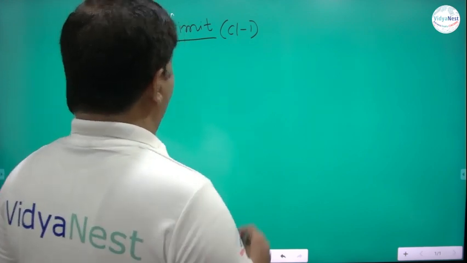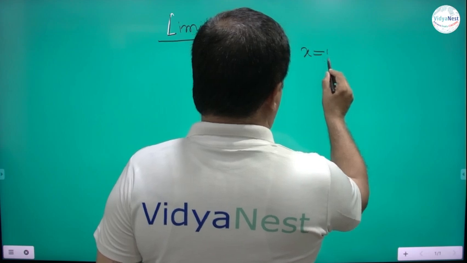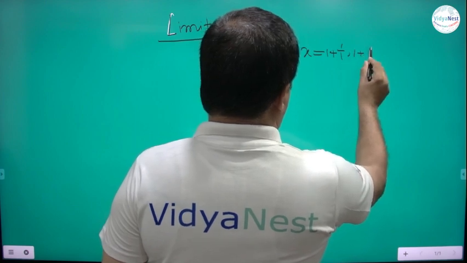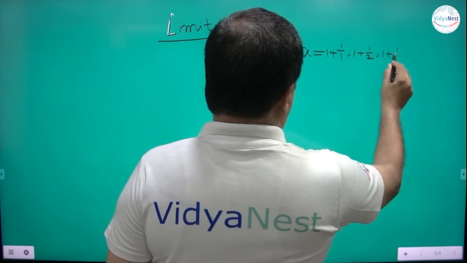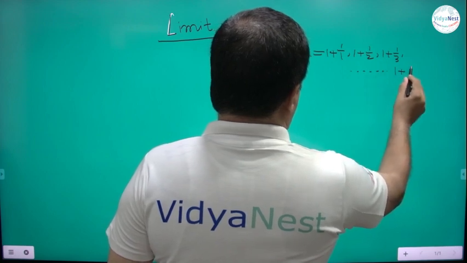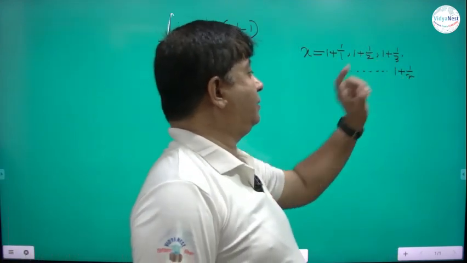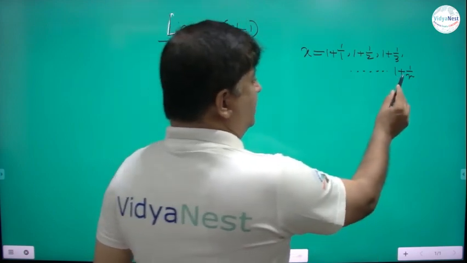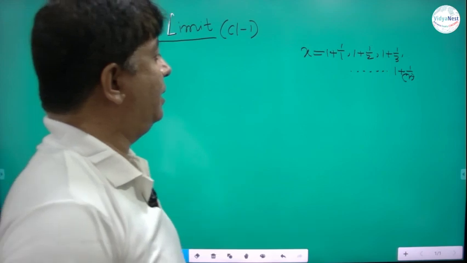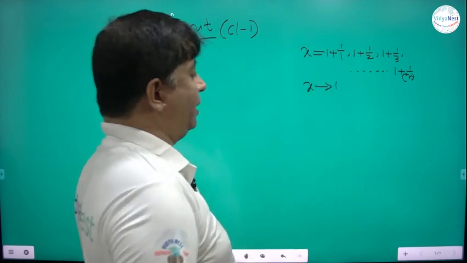Suppose you have taken a number, say x is equal to 1 plus 1 by 1, 1 plus 1 by 2, 1 plus 1 by 3. In this way, the number is being increased and you have got 1 plus 1 by n. That means if n is increasing, then the number is decreasing and tending to 1, then x is tending to 1. Okay, x is tending to 1.